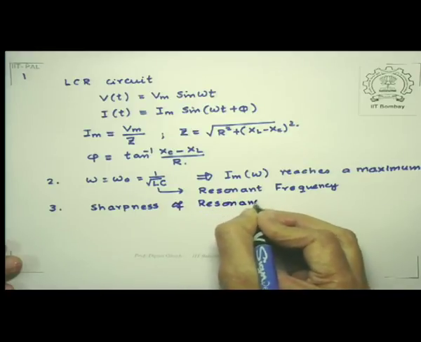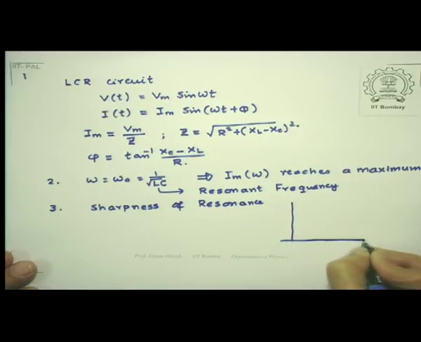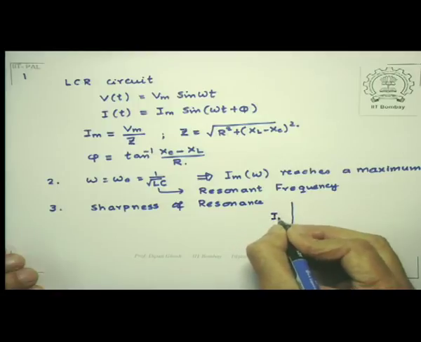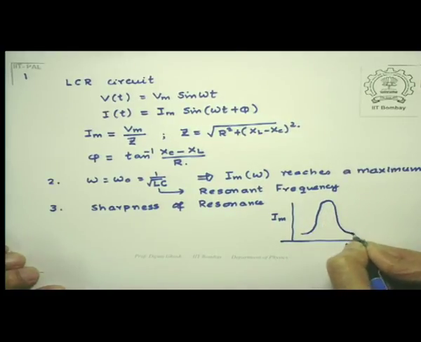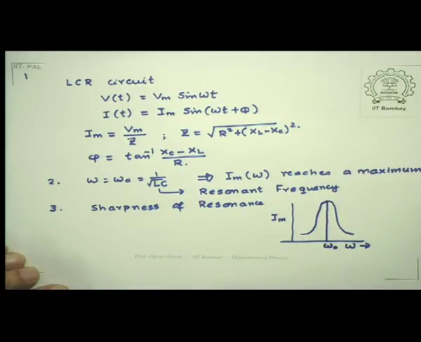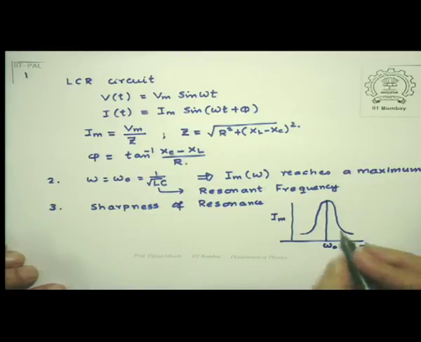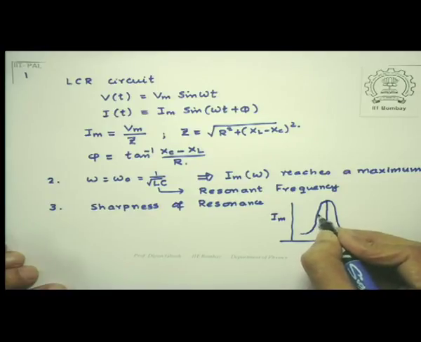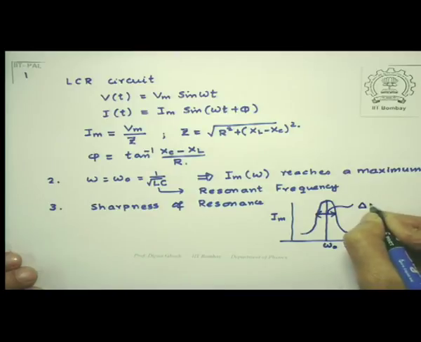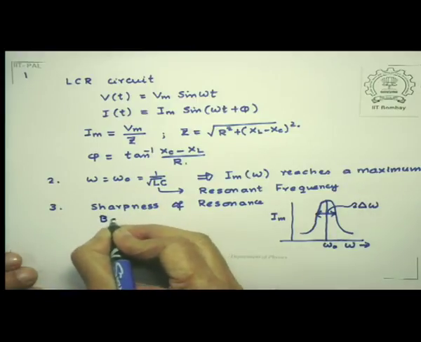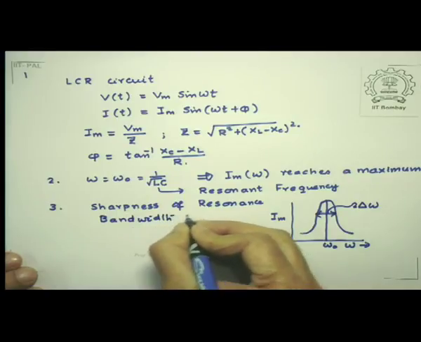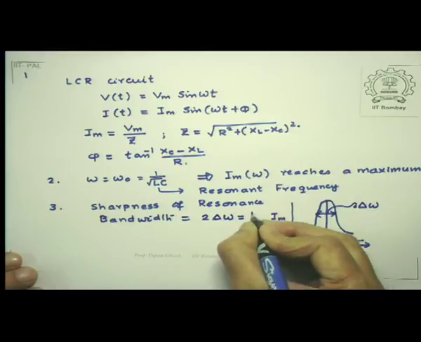So this is done by looking at the current versus the angular frequency curve. So Im being plotted against the angular frequency, and we have seen that the type of curve that you can get is something like this, which has a maximum at omega equal to omega 0. So what we look for is the points where the power delivered to the circuit becomes half, and the full width at half that maximum. This is what is our definition of 2 times delta omega. And we had shown that this is known as bandwidth. So bandwidth is 2 times delta omega, which is equal to R over L.